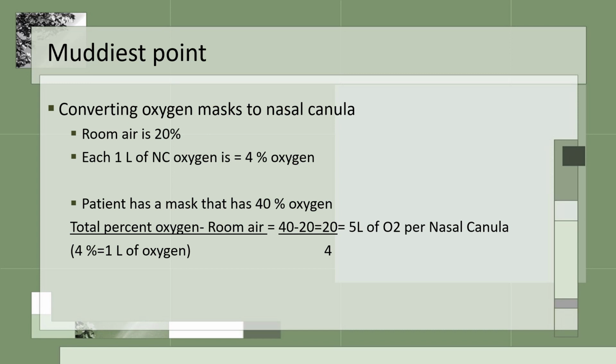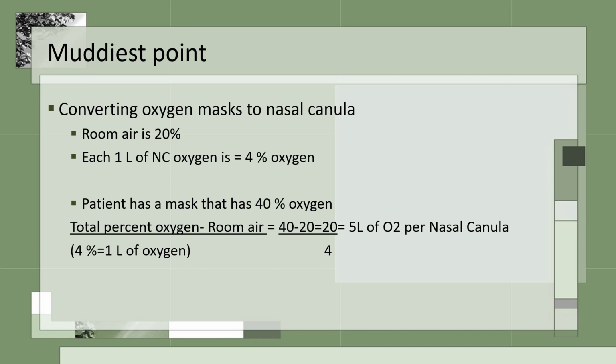Converting oxygen mask to nasal cannula. So room air for our math purposes is 20%. I picked that because it's easy to round, and we're not going to give like 3/4 of a liter. So it just kind of helps us keep nice even numbers. Each liter of nasal cannula oxygen is 4% oxygen. So we know that we're going to use that number 4 a lot.